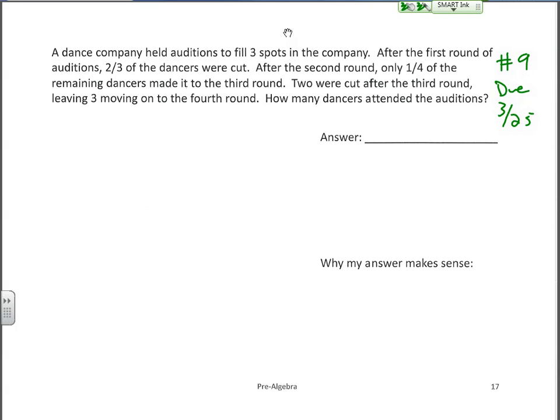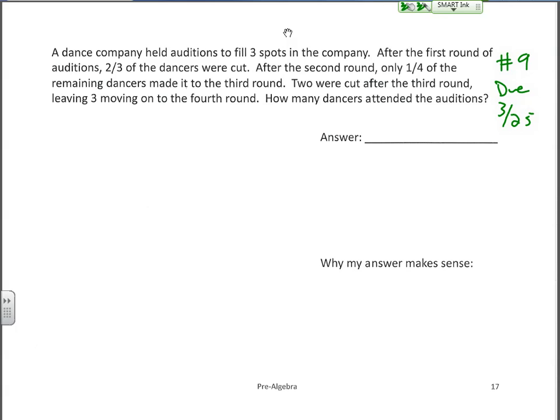First question here. A dance company held auditions to fill 3 spots in the company. After the first round, 2/3 of the dancers were cut. After the second round, only a quarter of the remaining dancers made it to the third round. 2 were cut after the third round, leaving 3 moving on to the fourth round. How many dancers attended the auditions?